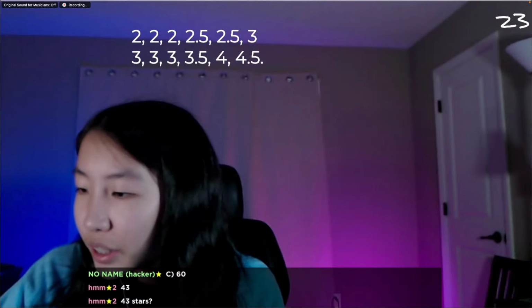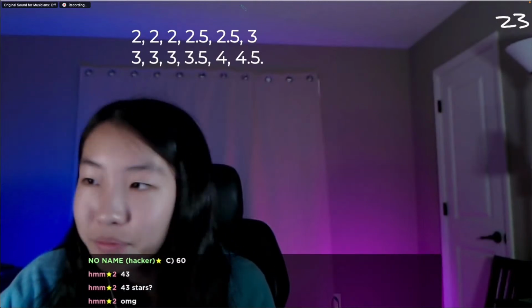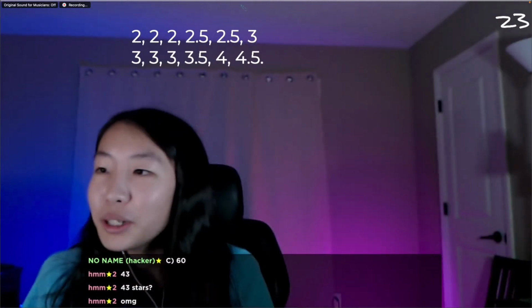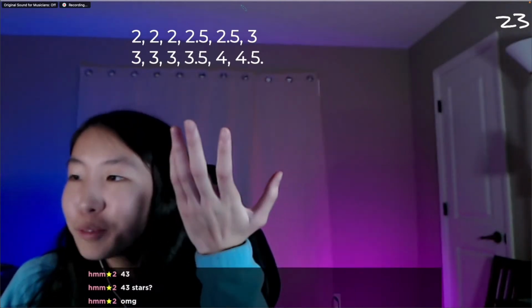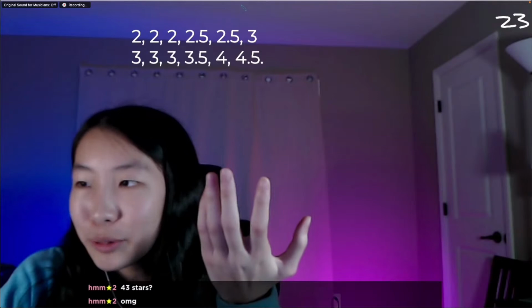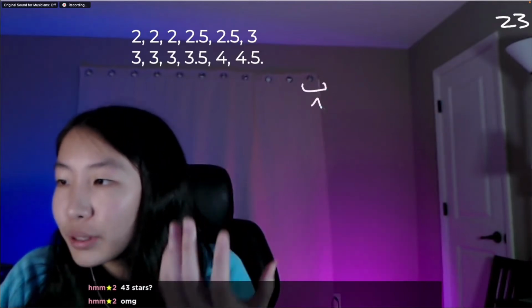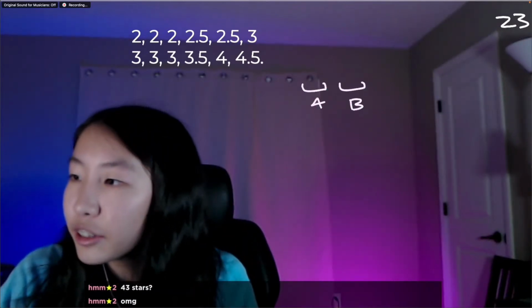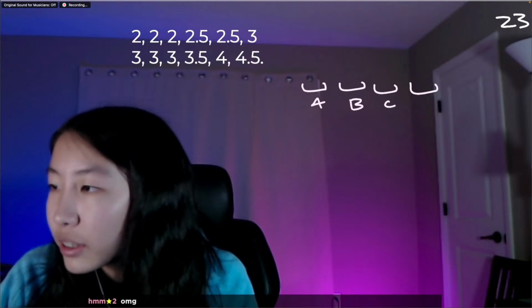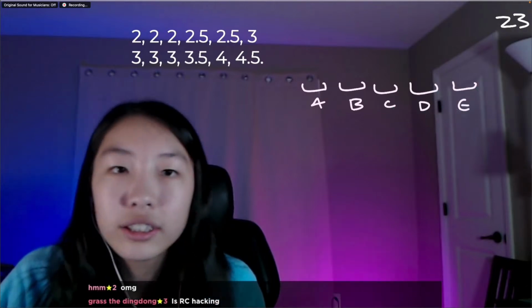Okay, this is a pretty long problem. This is a little interesting. Let's read it step by step. So we have Tom, who has 12 slips of paper over here, and he wants to put them into 5 cups labeled A, B, C, D, and E. So let's label our 5 cups over here.